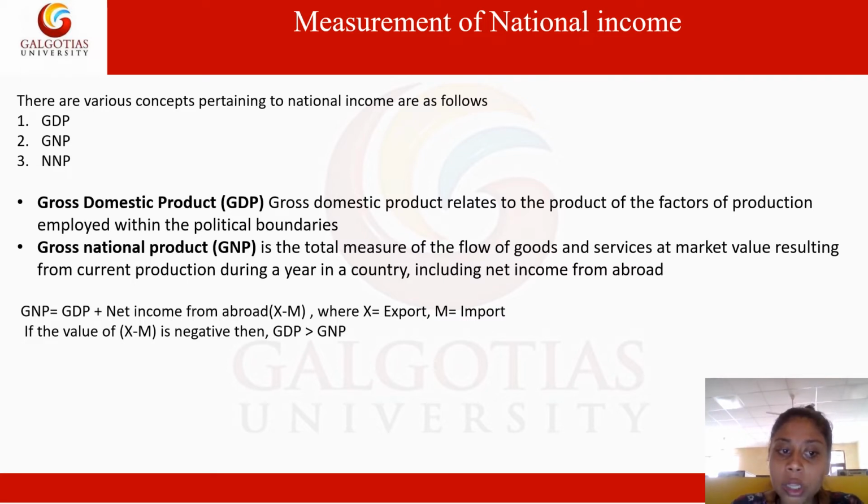Okay. So basically, how do we calculate GNP? GNP equals GDP plus net income from abroad, the income we are receiving from abroad. So we'll count it as gross domestic product plus net income from abroad, X minus M, where X is export and M is import. If the value of X minus M is negative, then GDP is more than GNP.